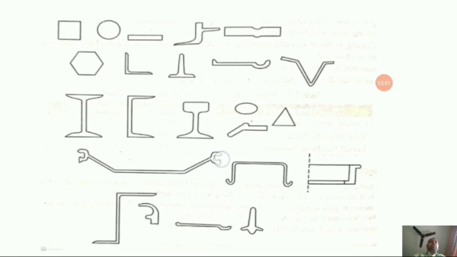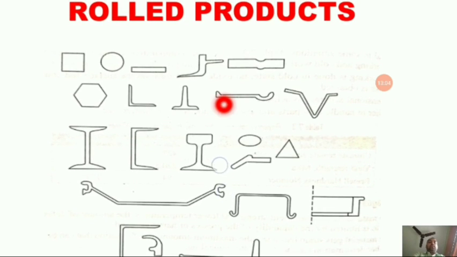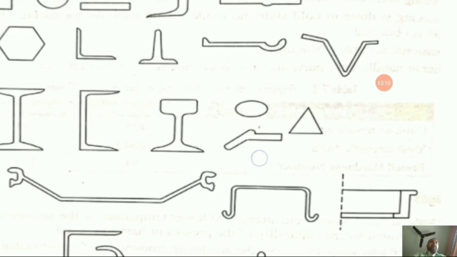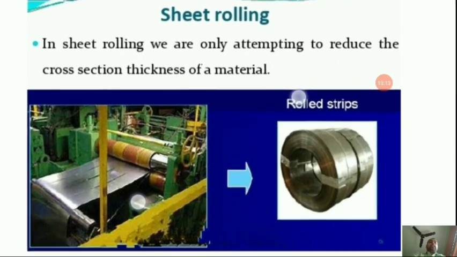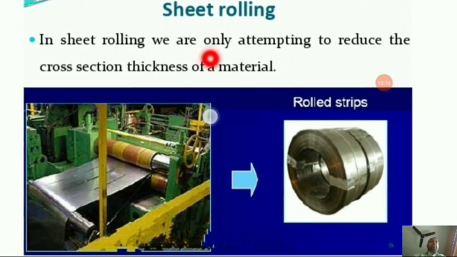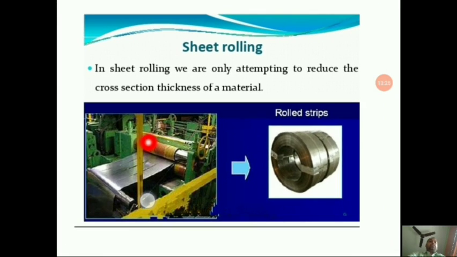So this is the operation known as roll forming process. I have already discussed with you the different shapes that can be formed out of the rolling process. As you can see over here, there are different shapes, T, L, I sections as well. Okay. Next, let us discuss the sheet rolling process. In sheet rolling, we are only attempting to reduce the cross section thickness of a material. So you can see over here, the sheets are being rolled and coiled in this particular diagram. This is the rolled strips.